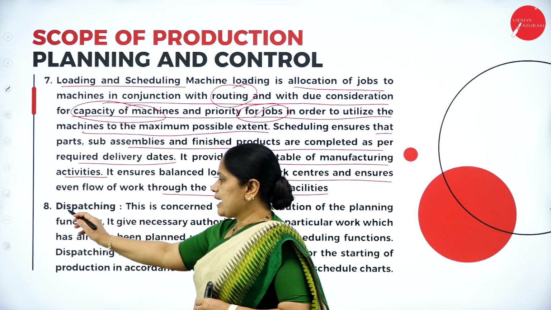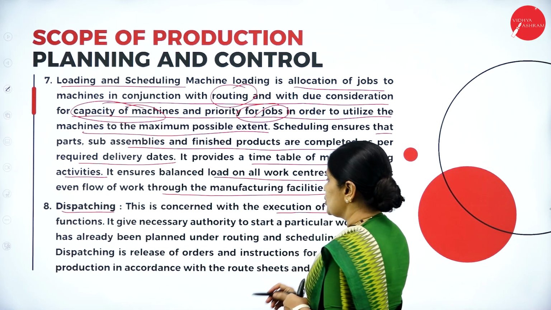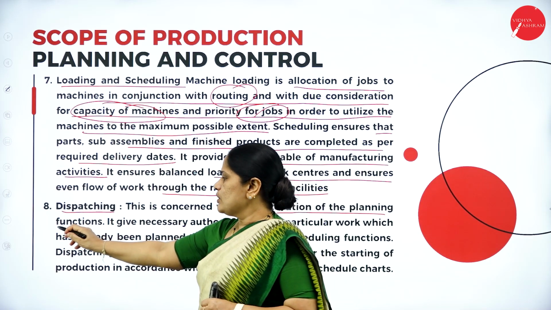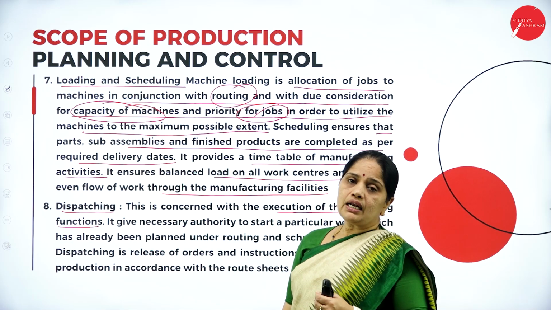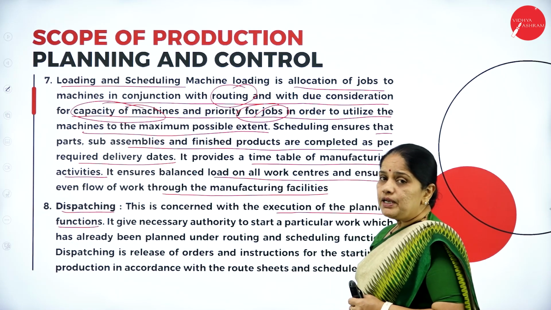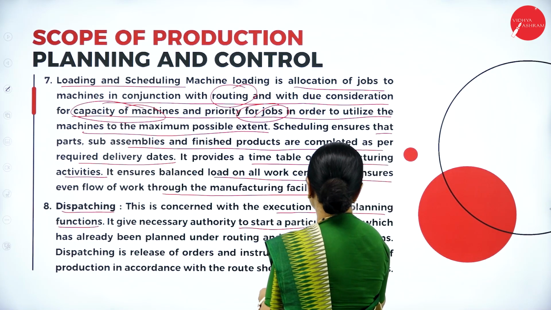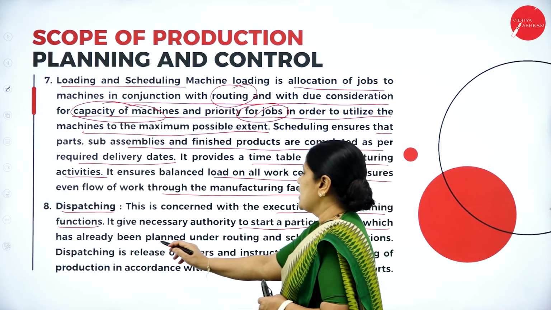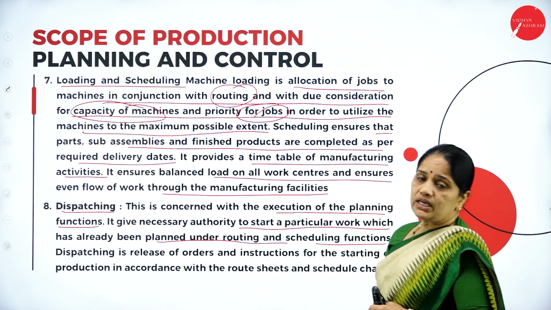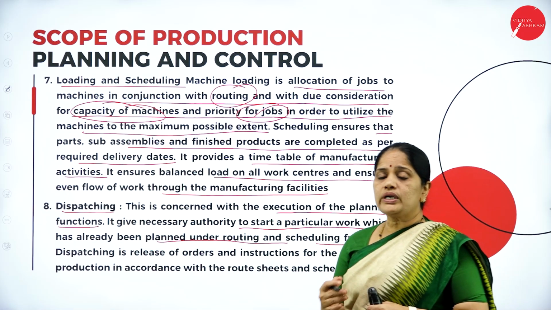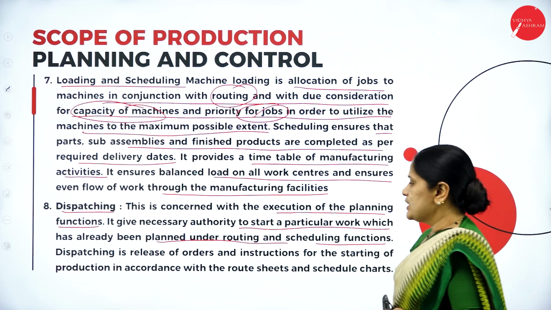Then the next aspect is dispatching. It is concerned with the execution of the planning function. All this time you have been planning for the production function. Now dispatching is the implementation of the planning function. It gives the necessary authority to start a particular work which has already been planned under the routing and scheduling function. Whatever you have planned under routing and scheduling will be taken up in this dispatching function.